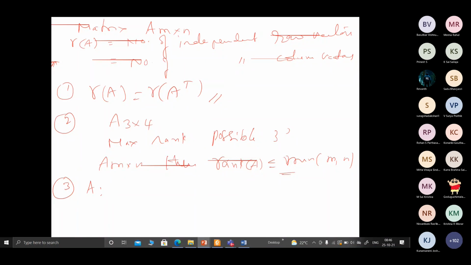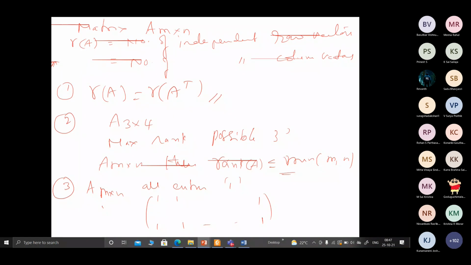Sir, can you explain the third point once more? I didn't get it, sir. The third example is the problem I have given there. All entries of this m by n matrix are 1. That means it is like 1, 1, and so on, and here also 1, 1, and so on. So what is the rank of this? That's my question.